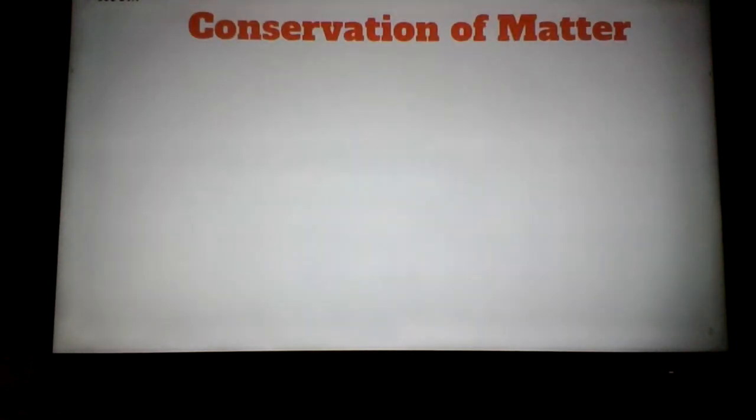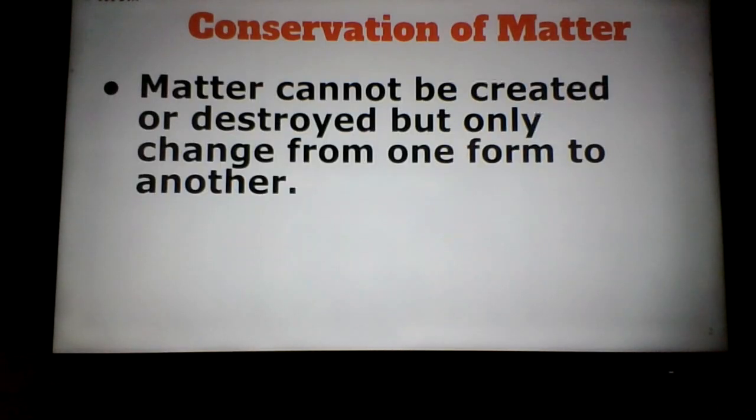Ready! First, though, we have to understand something. A phase change is a physical change. All physical and even chemical changes, though, follow what you see on the screen there, called the law of conservation of matter, which basically says this: matter cannot be created or destroyed, but only change from one form to another.